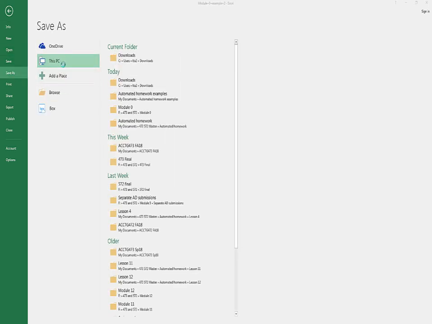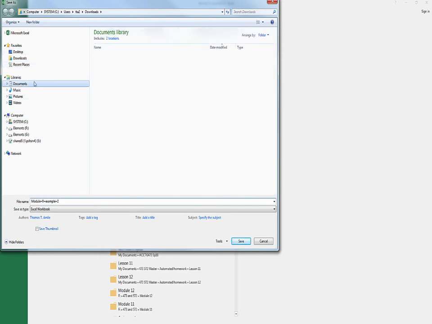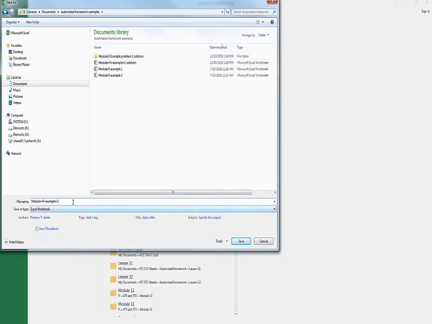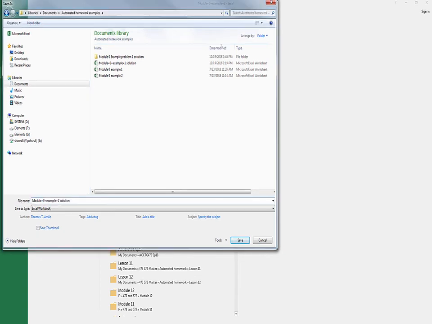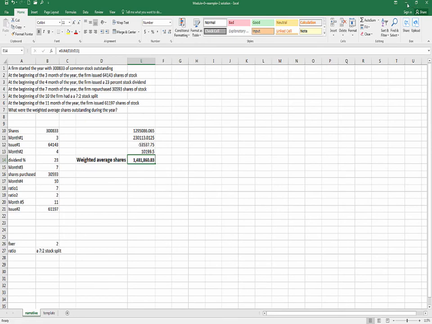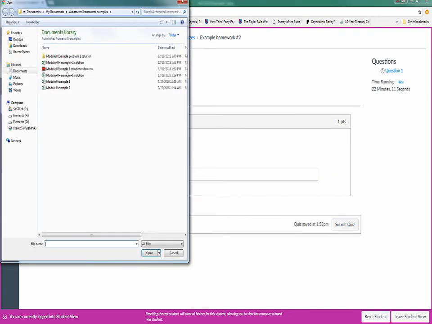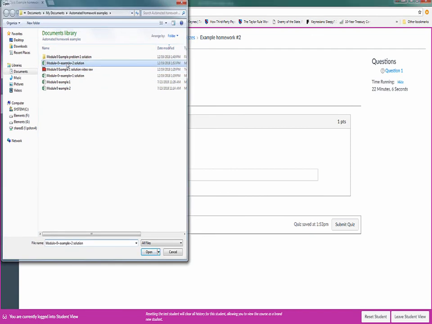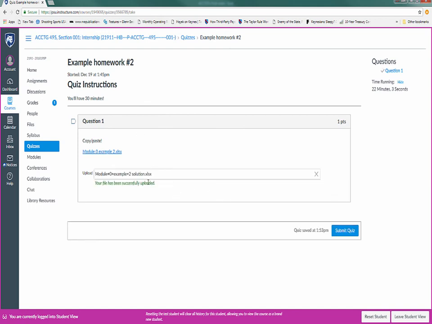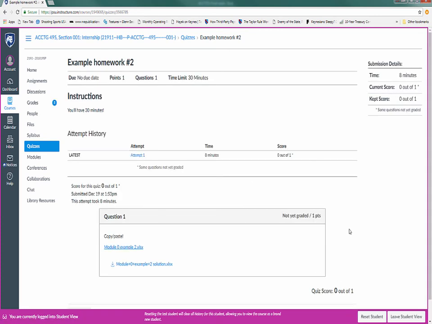File, save as, and again, I created a separate folder just for this. So example 2, solution. Okay, either minimize if you don't want to risk closing it just yet. Choose file to upload. Again, I just saved that file to right here. Double click, that loads it. Double check to make sure that's right. Module 0, example 2 solution. That's exactly what I want. And submit quiz.